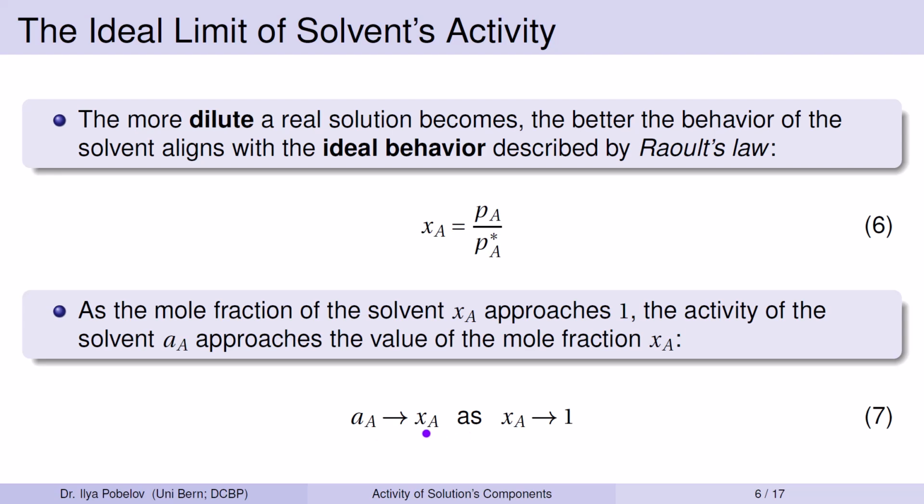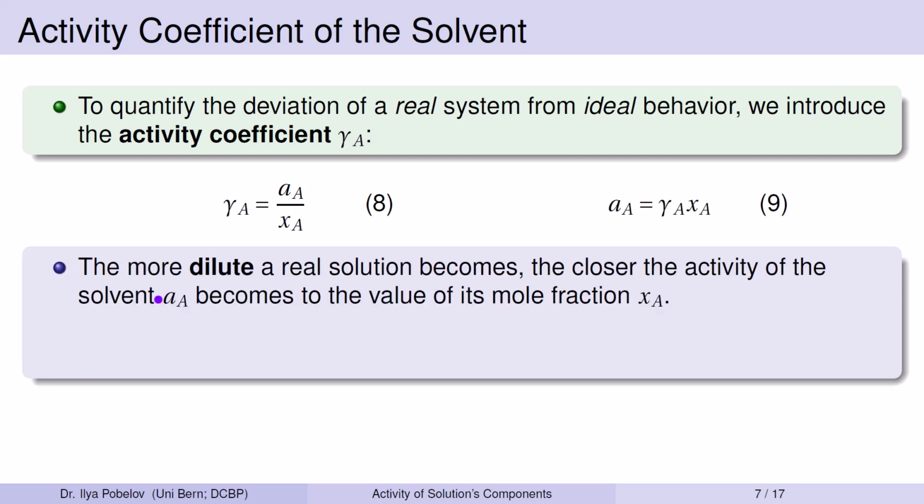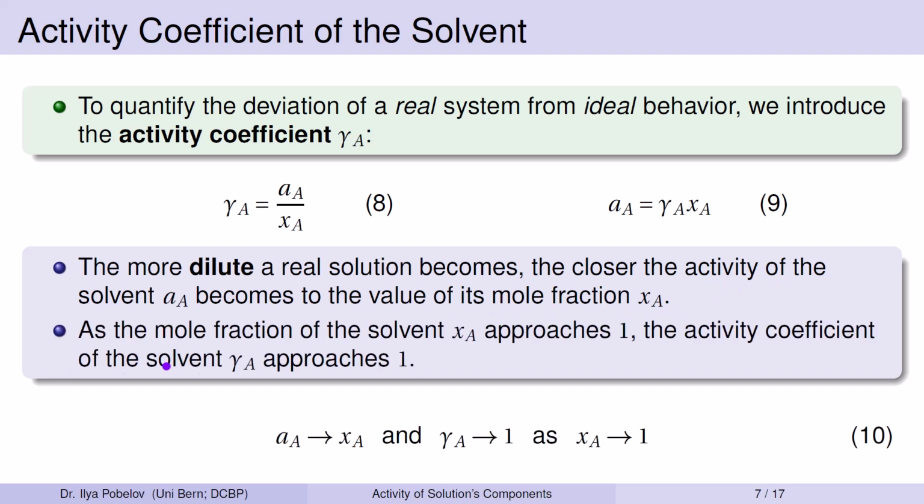of the mole fraction. To quantify the deviation of a real system from ideal behavior, we introduce the activity coefficient, γ_A, as a ratio of the solvent's activity and its mole fraction. The more dilute a real solution becomes, the closer the activity of the solvent becomes to the value of its mole fraction. Therefore, as the mole fraction of the solvent approaches 1, the activity coefficient of the solvent approaches 1.